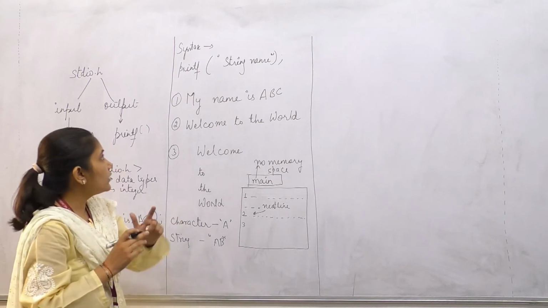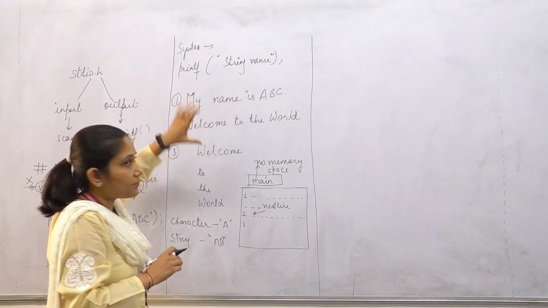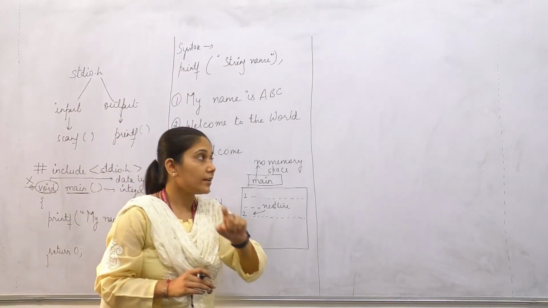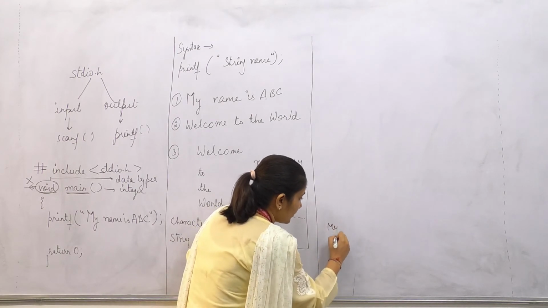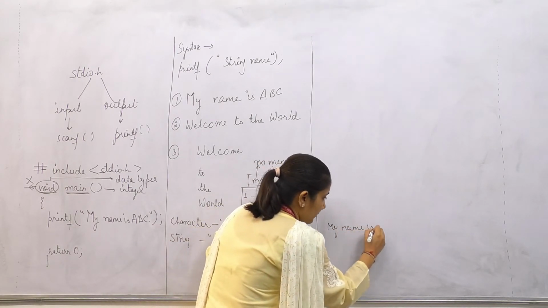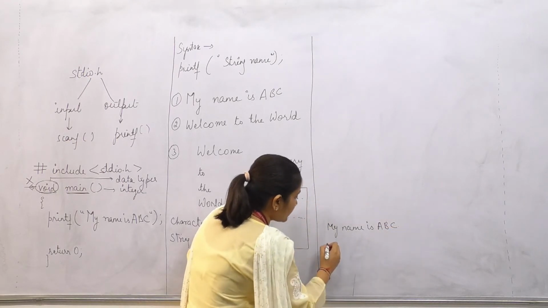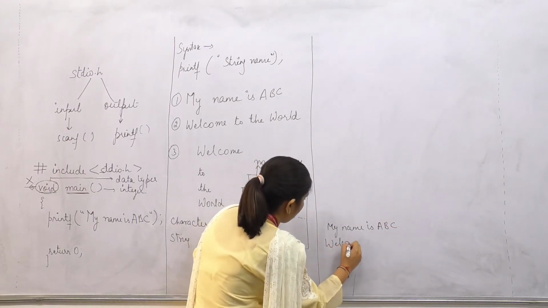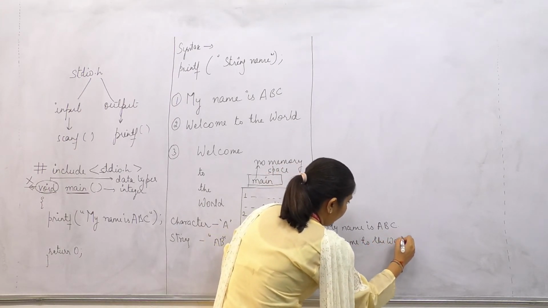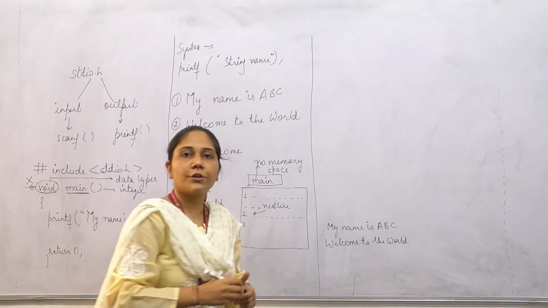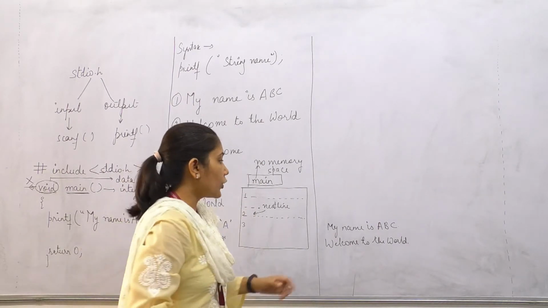Now listen. Suppose I want to include these two statements in the same program, but in the way I want. My output should be like this: My name is ABC, and the second line should come like this: Welcome to the world. Fine. If I ask you this question, what will you suggest?